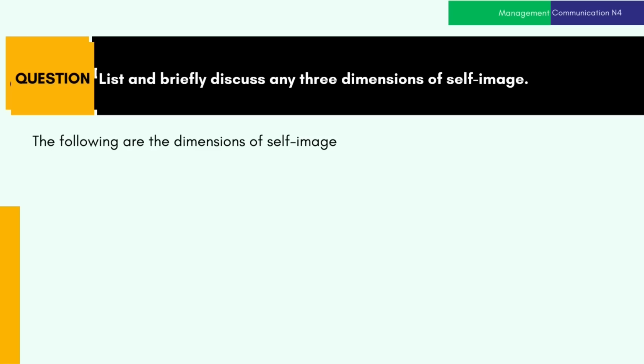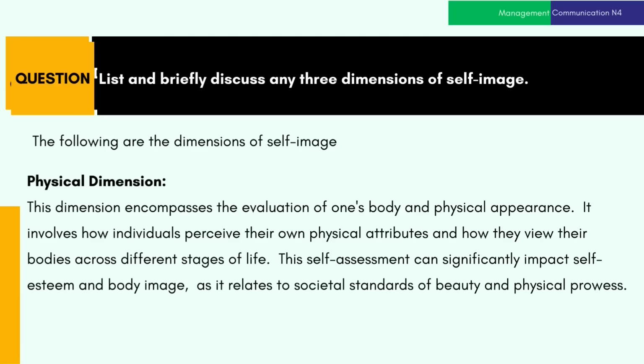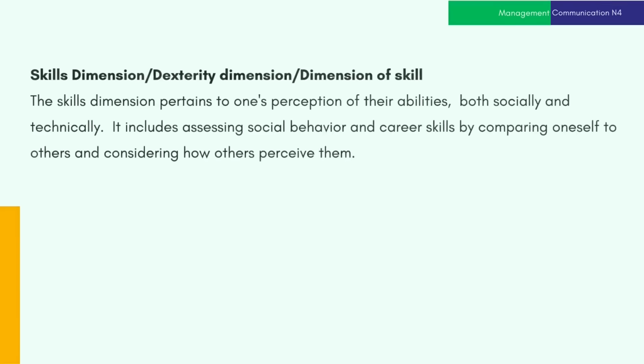Question. List and briefly discuss any 3 dimensions of self-image. The following are the dimensions of self-image. 1. Physical dimension. This dimension encompasses the evaluation of one's body and physical appearance. It involves how individuals perceive their own physical attributes and how they view their bodies across different stages of life. This self-assessment can significantly impact self-esteem and body image, as it relates to societal standards of beauty and physical prowess.